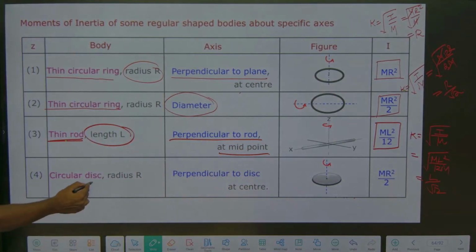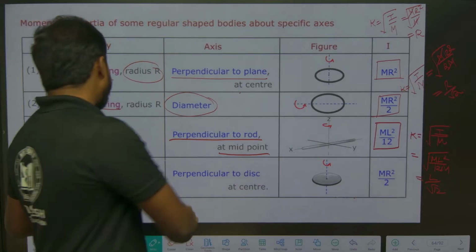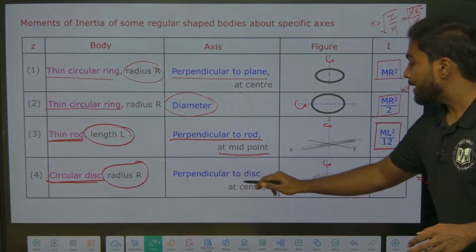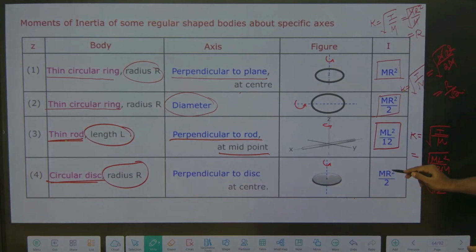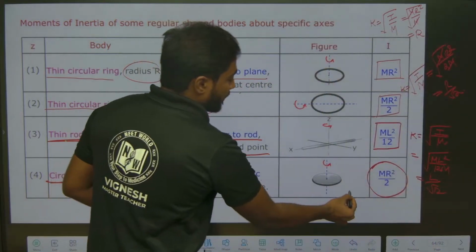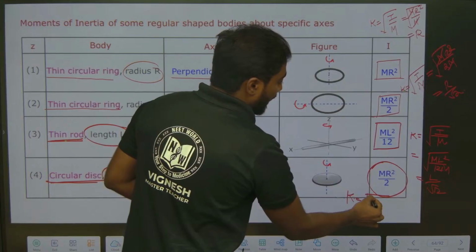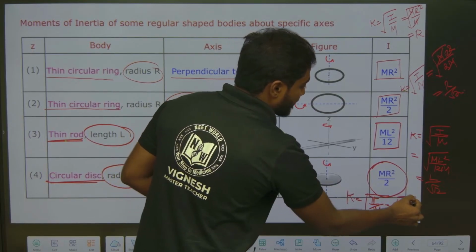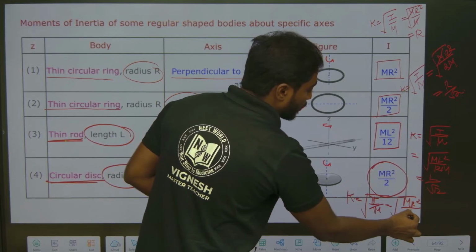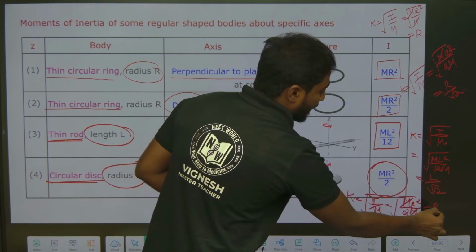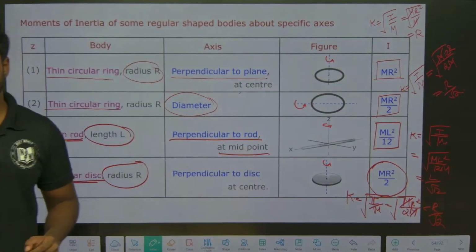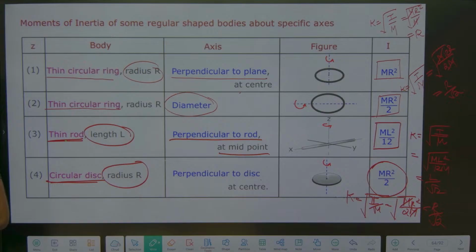So for a circular disc of radius r, axis perpendicular to the disc at the center, the formula is mr square by 2. So the radius of gyration k will be equal to root over I by m, where I is nothing but mr square by 2 into m. So it is r by root 2. Take a note of this.